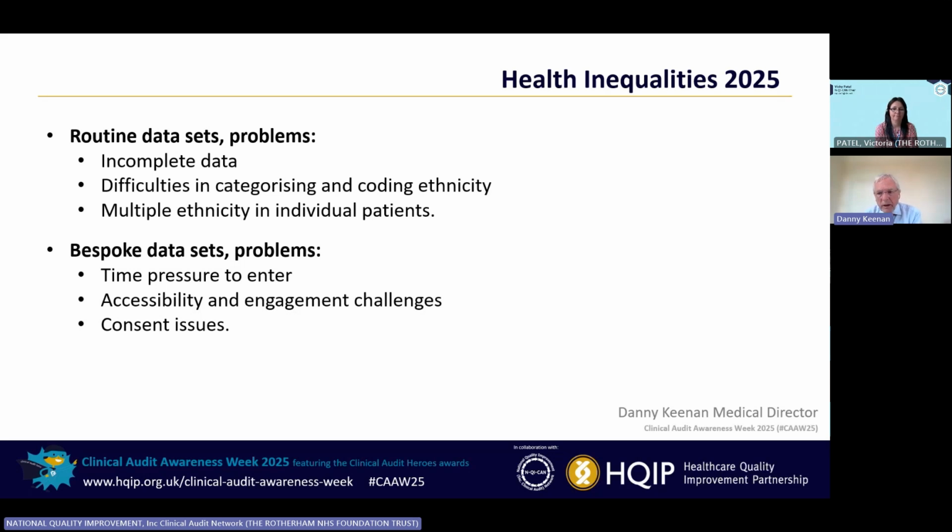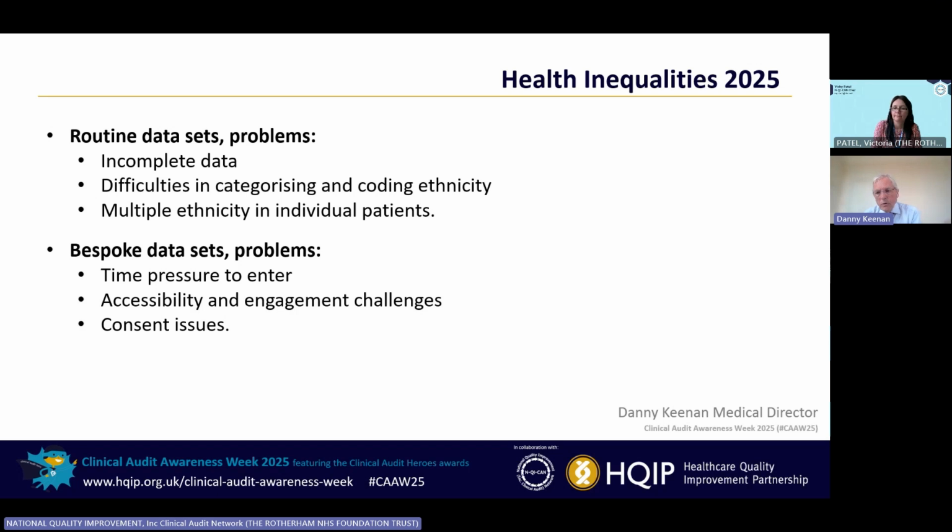And why was that a problem? It was to do with categorizing and coding. And we found lots of things like individual patients being coded at different times and different admissions in different ways. Obviously there needs to be a very standardized way of doing this. That came through on the routine data set.